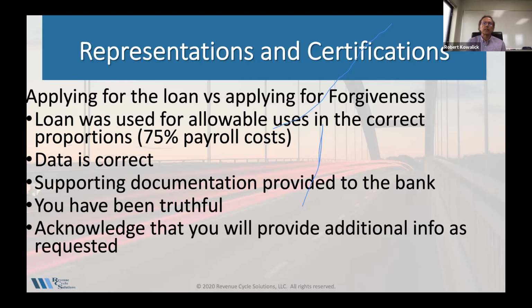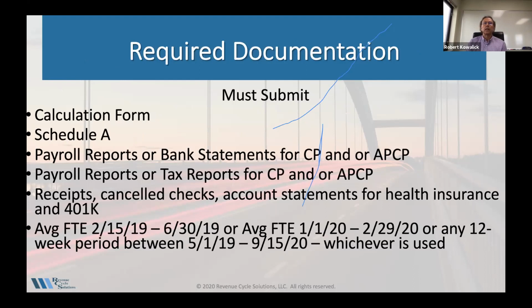You have to attest that all the data that you use in calculating forgiveness is correct, that you have provided all the supporting documentation that's needed to your bank. You have to be truthful in everything that you've done and everything that you've created and produced and used, and that you are agreeing to providing additional information if they ask you for it.